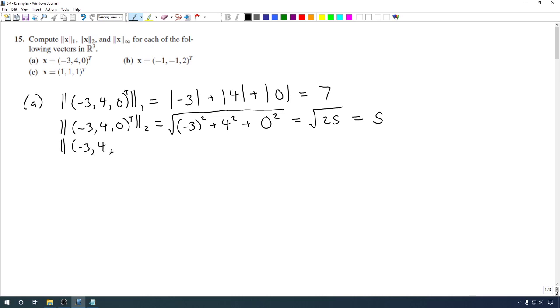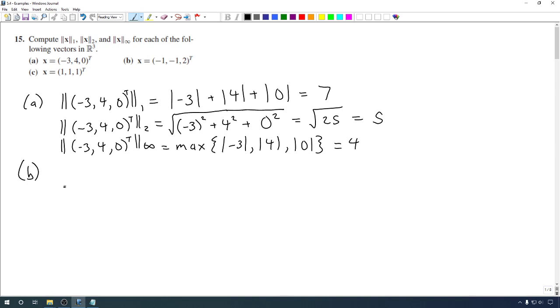Finally, our infinity norm. Remember, this is the one where we take the maximum of the absolute values of each of our components, which I'm just going to list out in braces. So which one of these is biggest? Well, we're dealing with a 3, a 4, and a 0. The biggest of those is 4. And that's all there is to calculating these three norms for this vector.